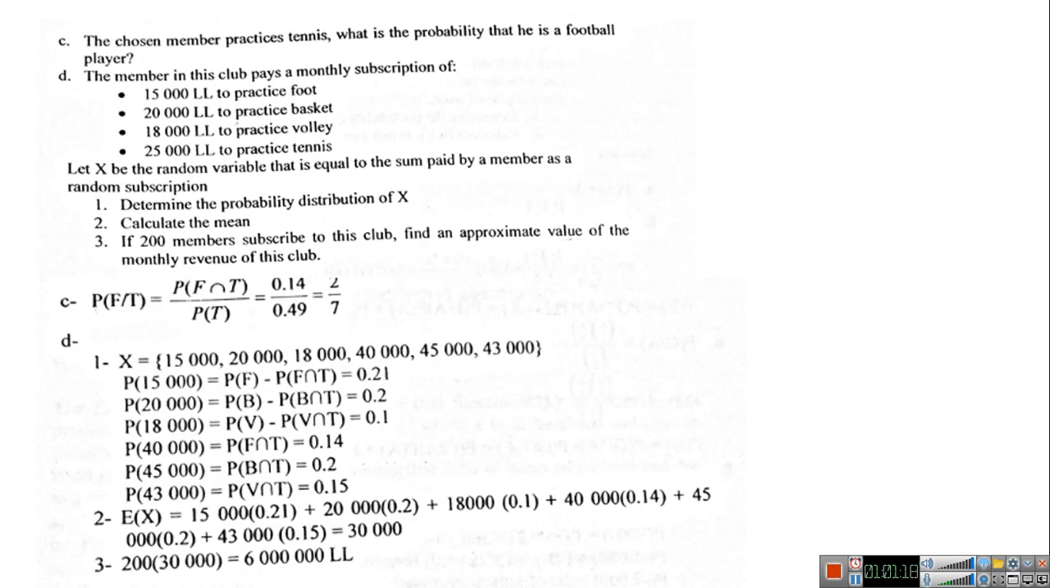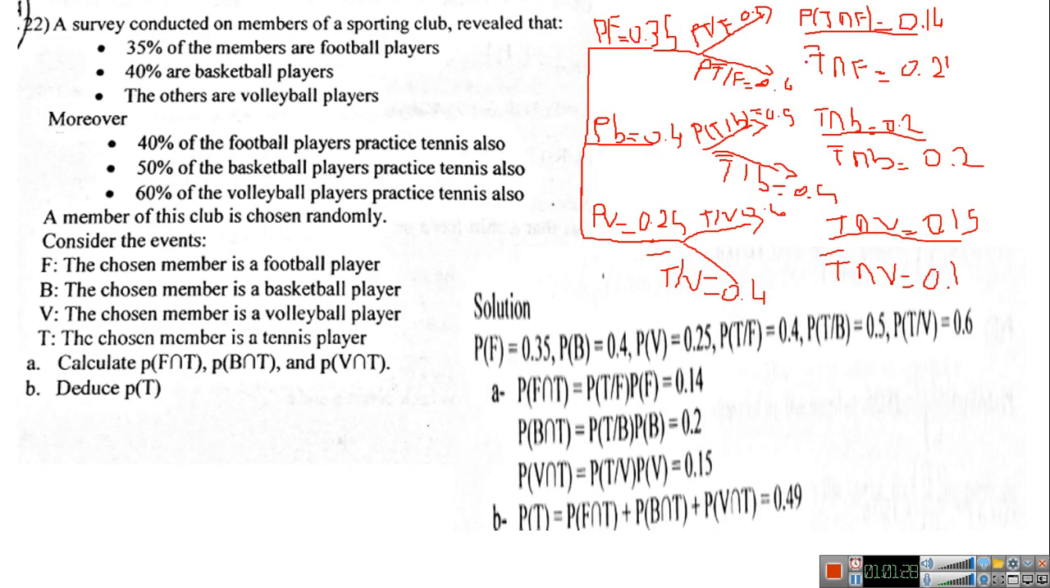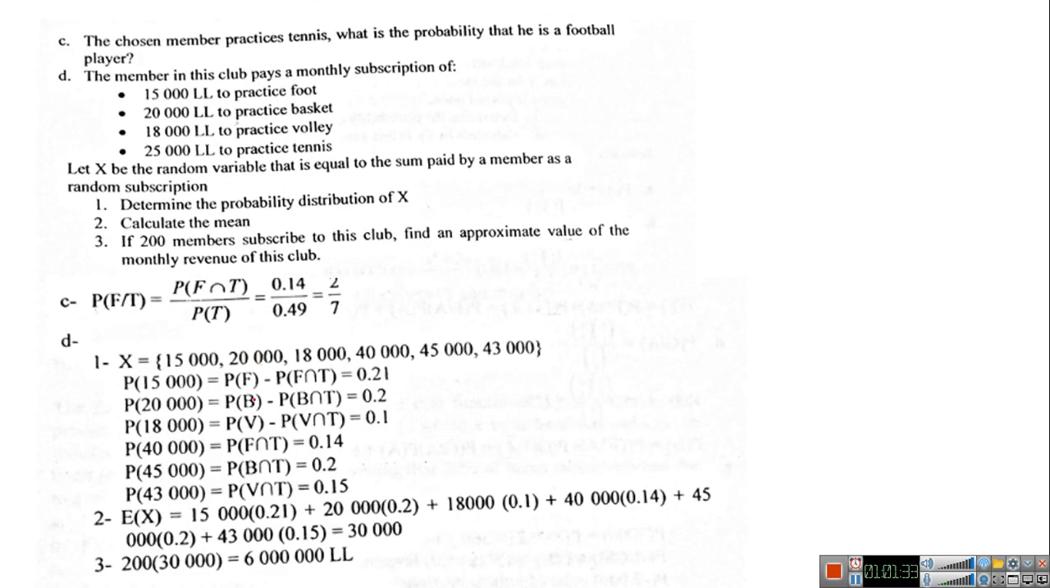Now the chosen member practices tennis. What is the probability he's a football player? We want P of football knowing tennis. Since I have the opposite, I have T knowing F, I want F knowing T, so I use the property. So P of F intersecting T over P of T is 2 over 7.